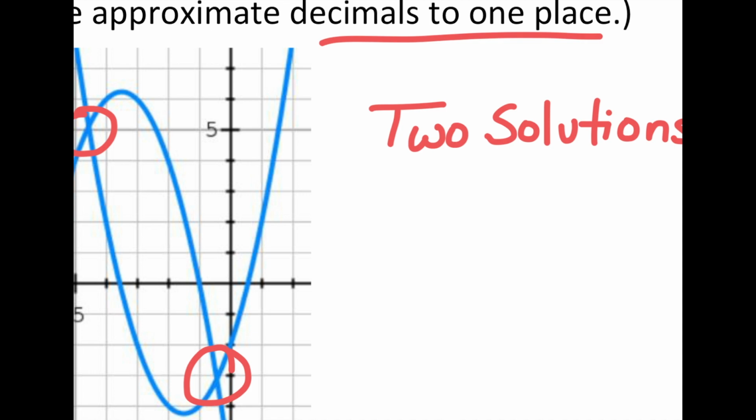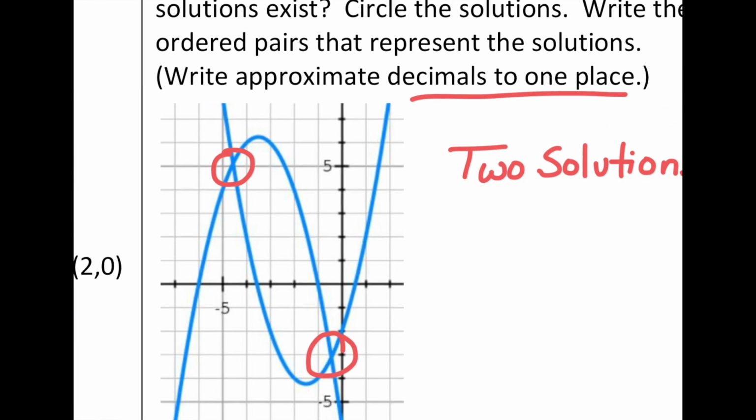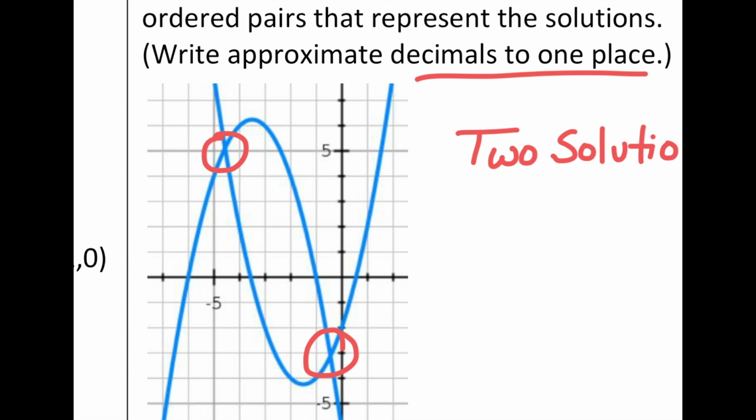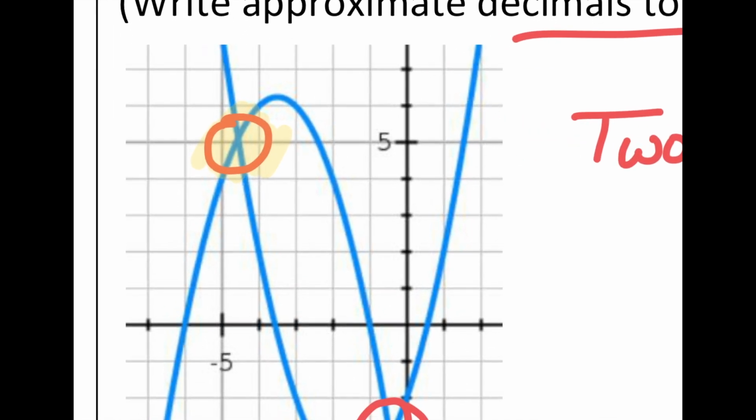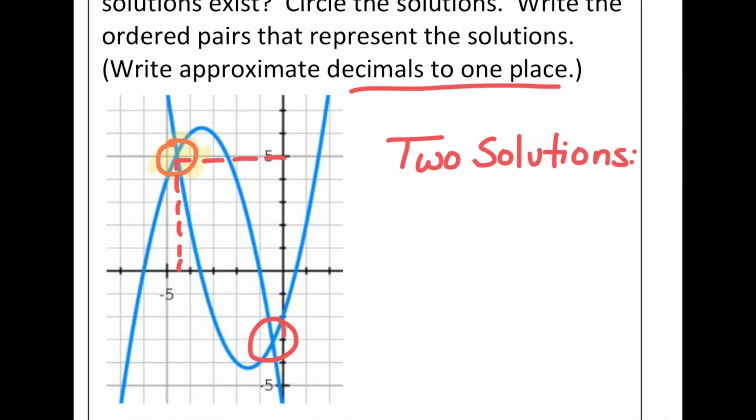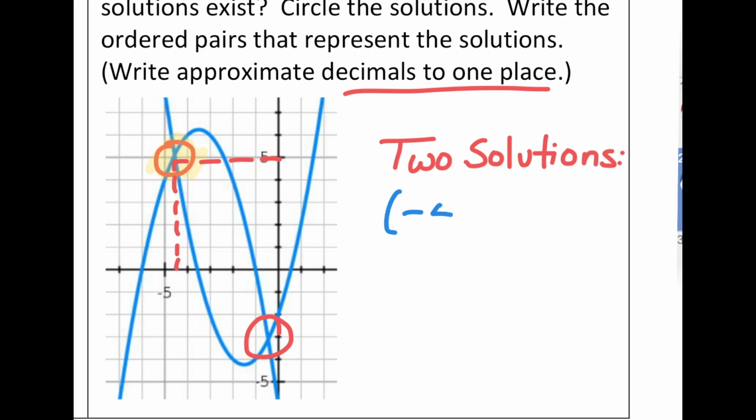I like to work from left to right along the x-axis, so I'm going to start with this solution up here. Let me pull my yellow. To find the coordinates for that point, I want the x value and the y value. Let's call the y value 5, and the x value, let's say, is negative 4.5. So my answer for the first point would be negative 4.5, comma, positive 5.